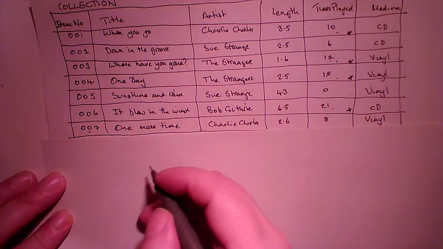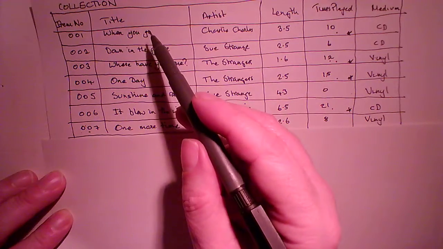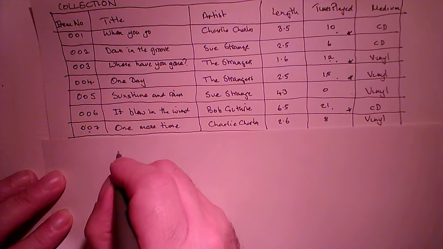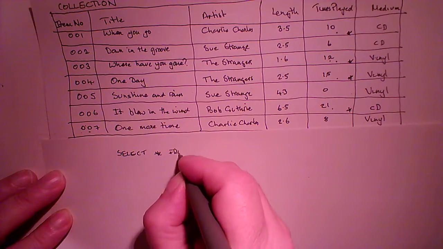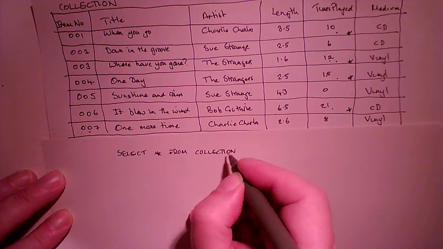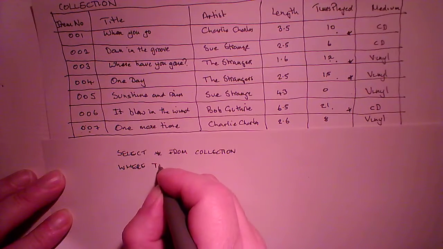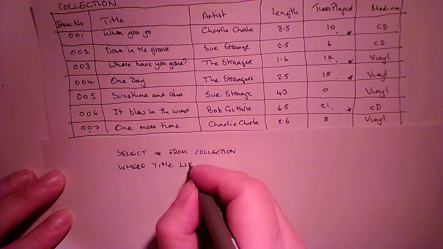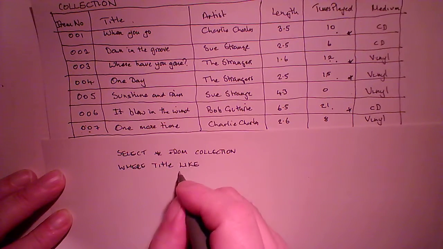If I was looking at the title, if I wanted to pull out everything with a G in it, I would write select all from collection where title, which is the field name, like. Now there's no is like or anything else like that, it's just the keyword like.